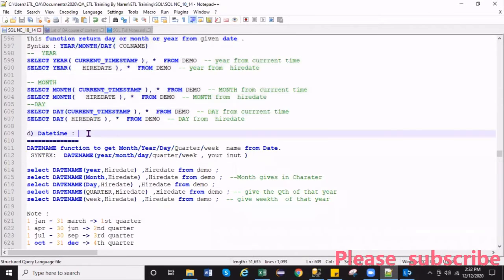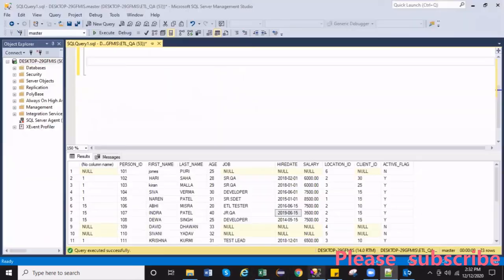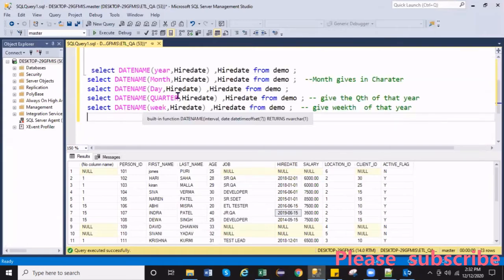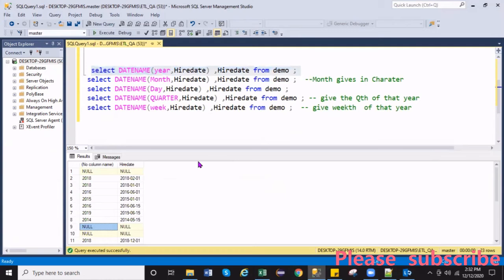Next, date and time. It's the same as what we have discussed: how to find the date columns, what is a date, how to find the year and the month from the given date. It's similar to what we have just discussed above. So see here, year of hire date gives 2080, right? Month of hire date, see here.